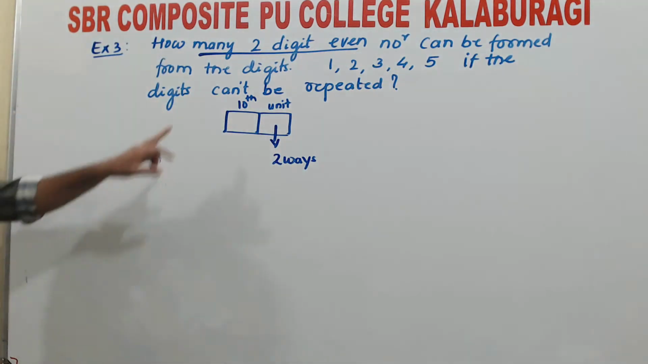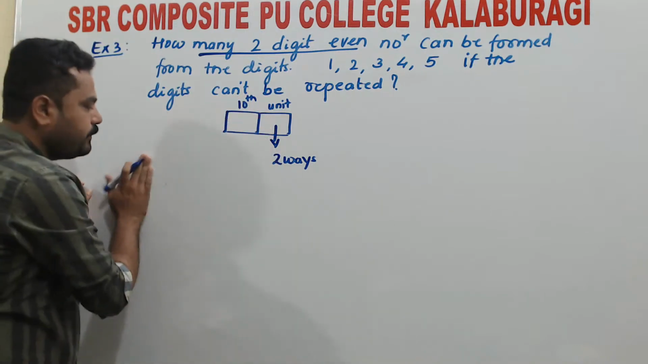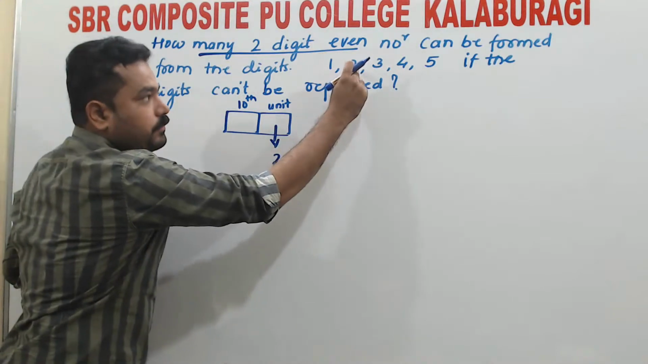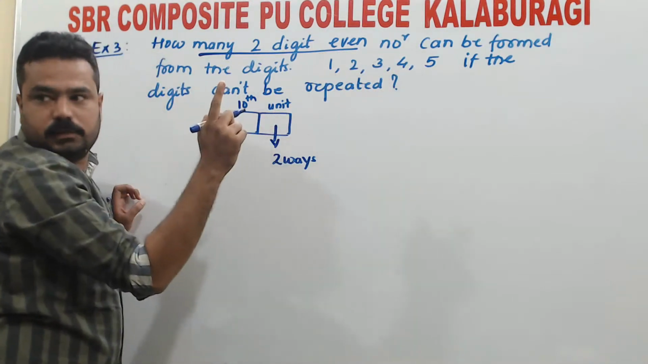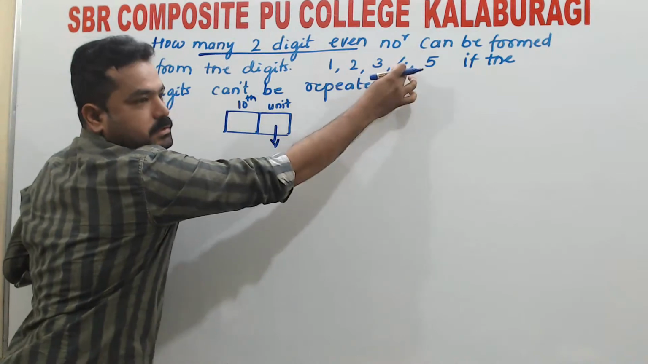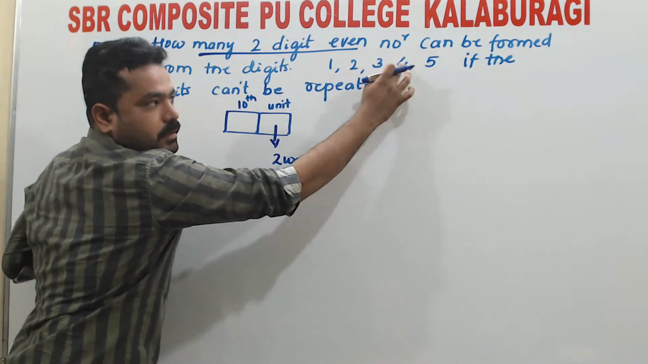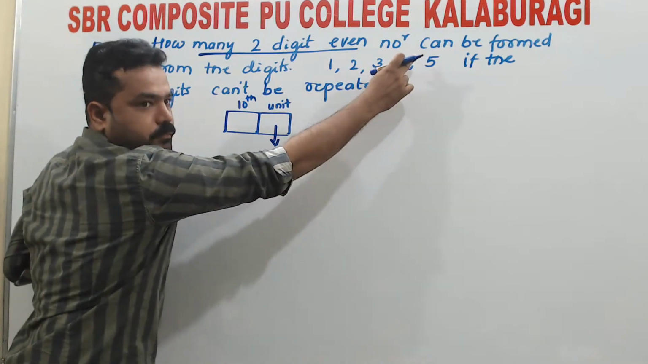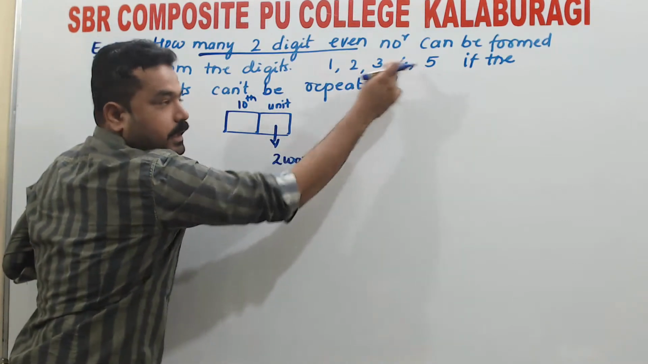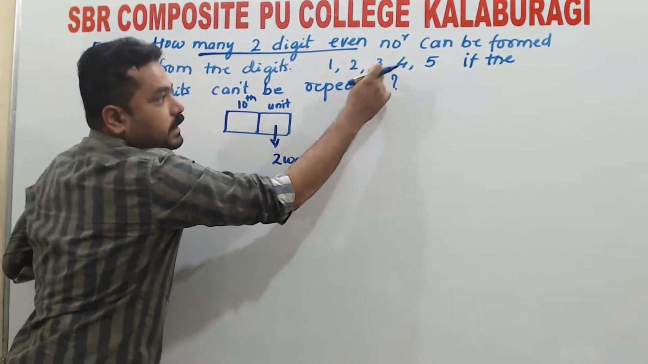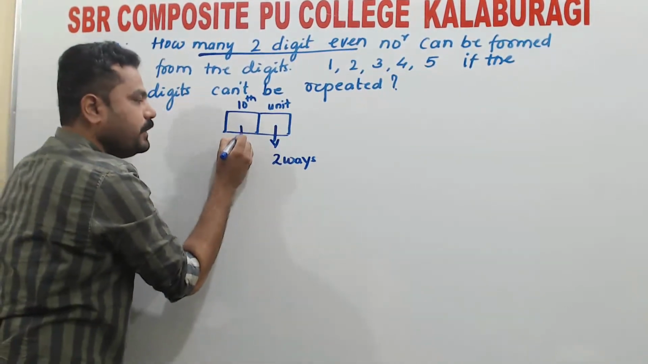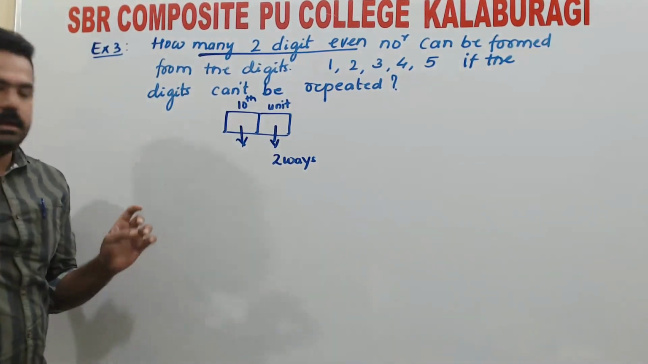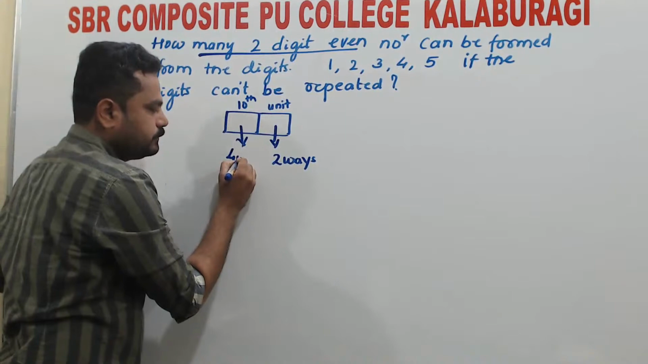Okay, and the digits cannot be repeated. In how many ways can the tens place be filled? Already we have filled any one out of 2 or 4. Already we have filled one. You have to remove that one from these. After removing any one, how many are left? If we removed 4, we have 1, 2, 3, 5. If we removed 2, we have 1, 3, 4, 5. So it can be filled in how many ways? 4 ways. Okay, it can be filled in 4 ways.